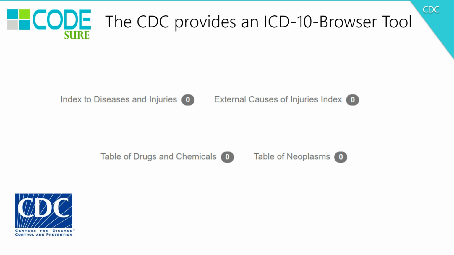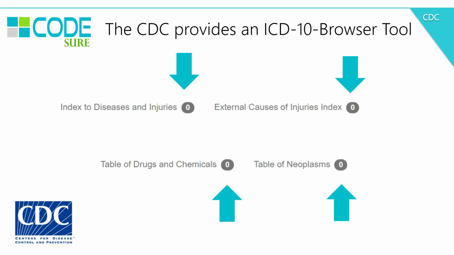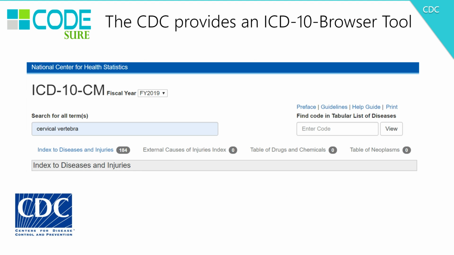Now we've zoomed in on the 4 indexes that you can find in the ICD-10 browser tool. These are the same tables that are found in the ICD-10-CM codebook. Index to diseases and injuries, external causes of injuries, table of drugs and chemicals, and table of neoplasms. The gray circle that follows each of these indexes has a 0 in it. Once you perform your search, if there are returns located within those particular indexes, the number of returns will populate in the gray circle.